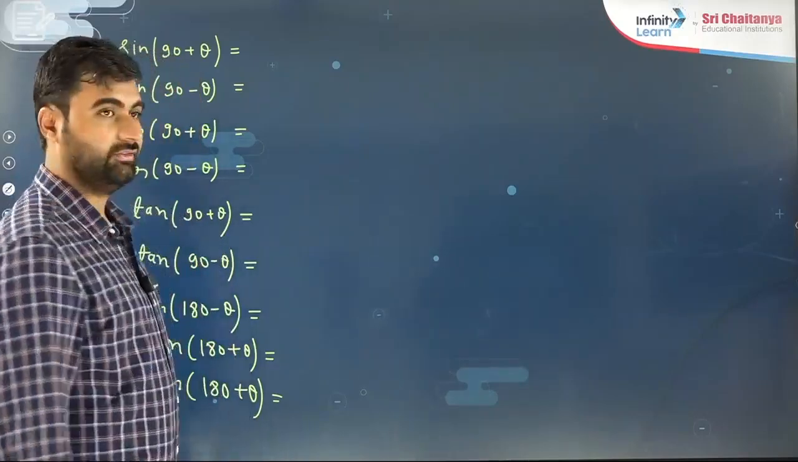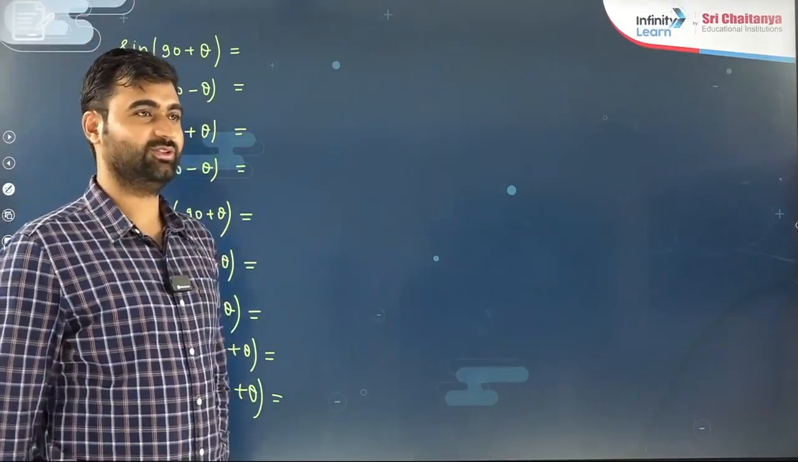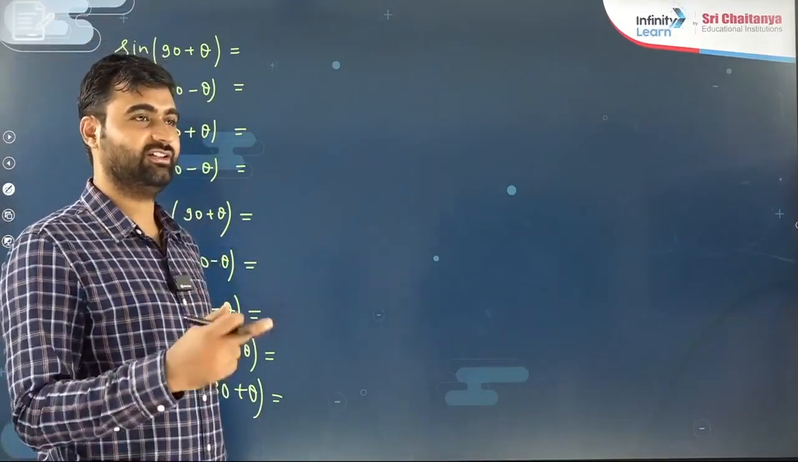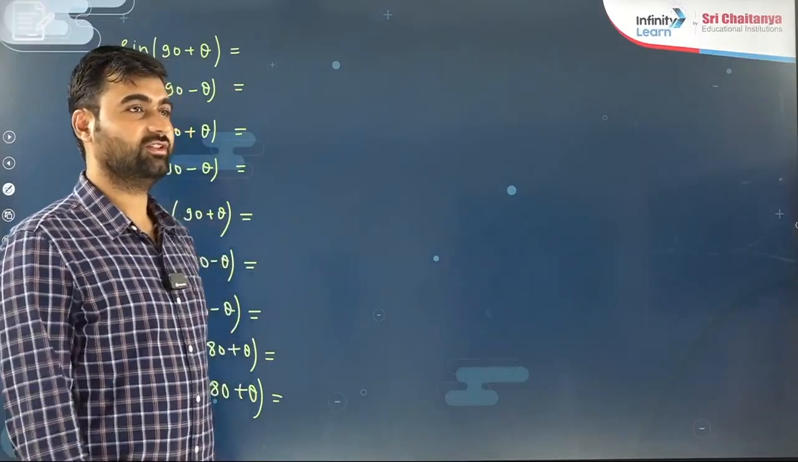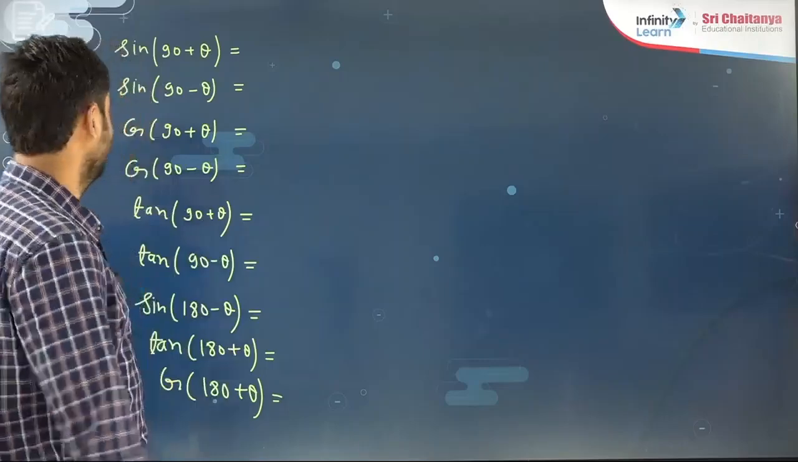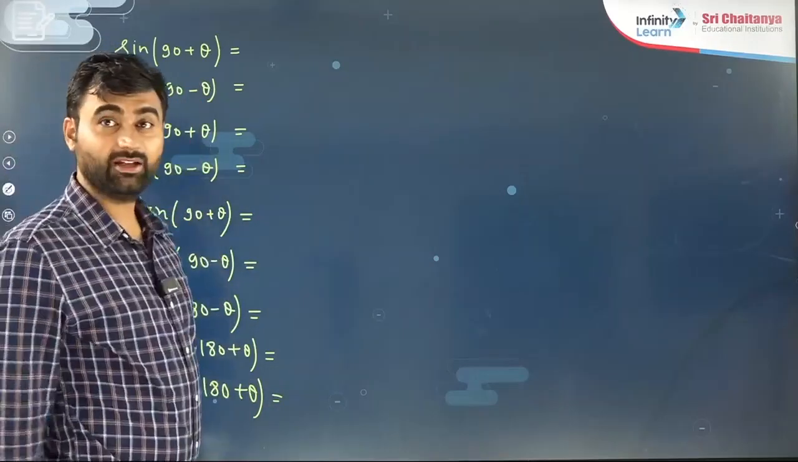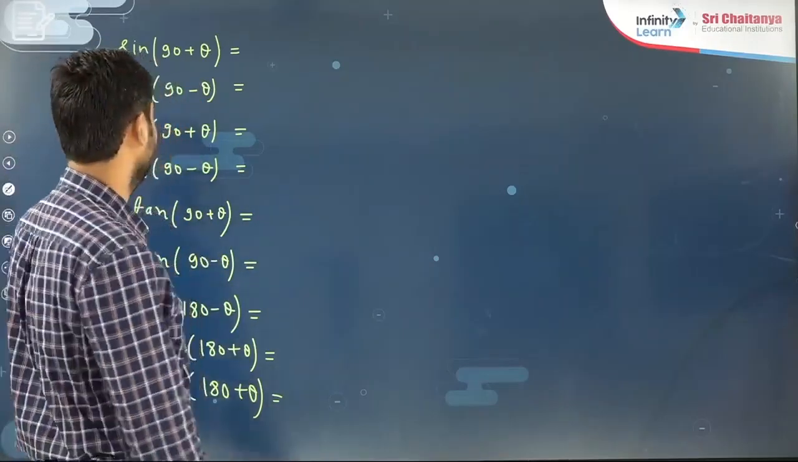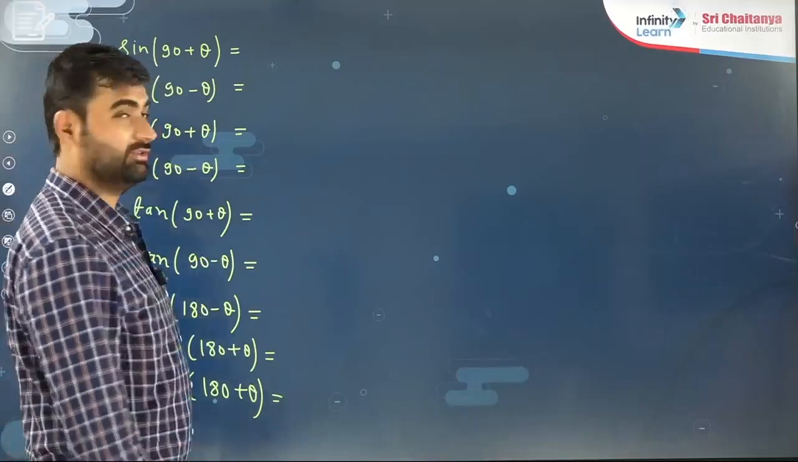Okay. First cos theta, second also cos theta. One student sent cos theta for both. Okay, one student sent minus cos theta. Yes, correct. Sin 90 plus theta is minus... No, wrong. Minus cos theta is wrong.